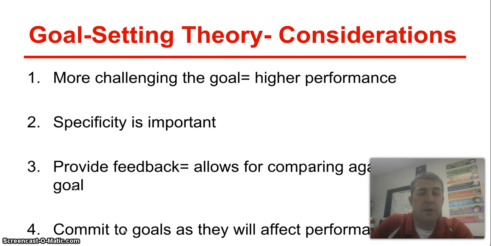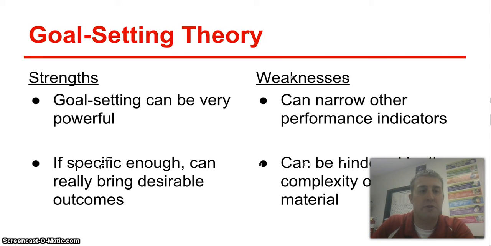Provide feedback. And anytime in classrooms that we can provide feedback, whether it's one-on-one conversations, or going through and providing things on their papers or quizzes, whatever it may be, we have to provide that feedback for everyone, because then it allows them to compare it against what they actually set as a goal. And then basically commit to goals as they affect performance. So making sure that as they go through and they perform, we may come up with different goals for them as they're attaining them, seeing what's correct for that student.